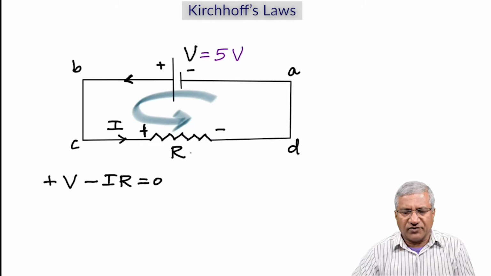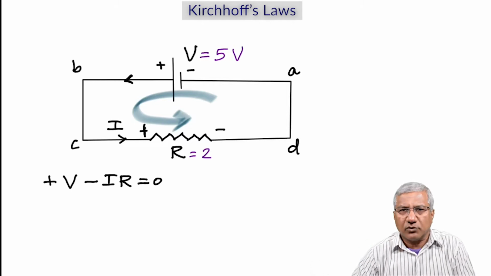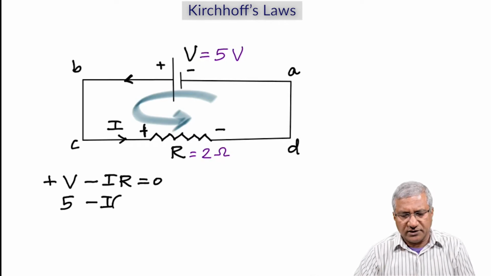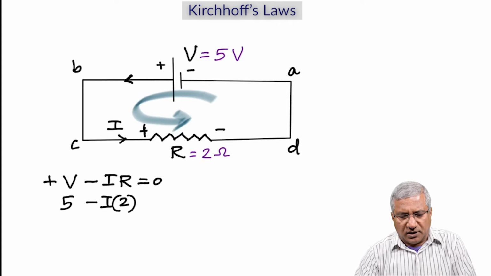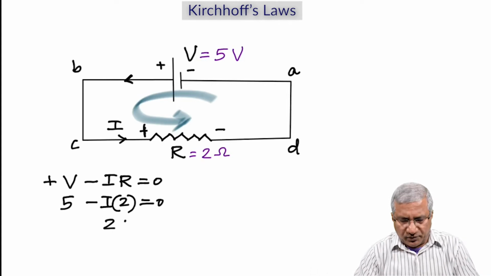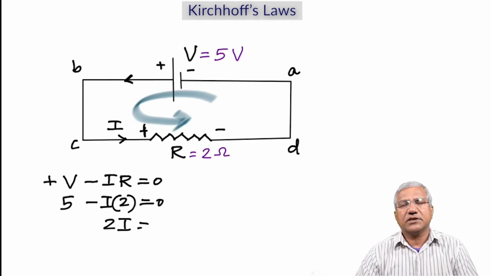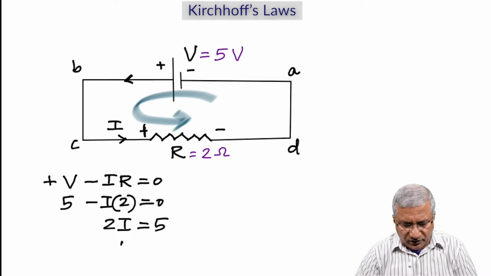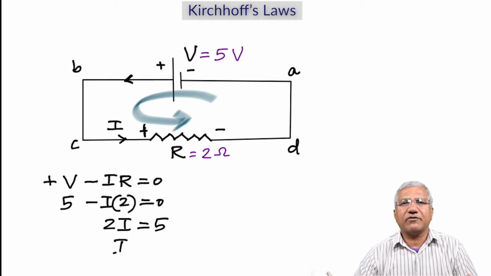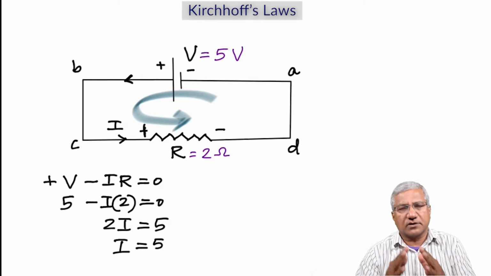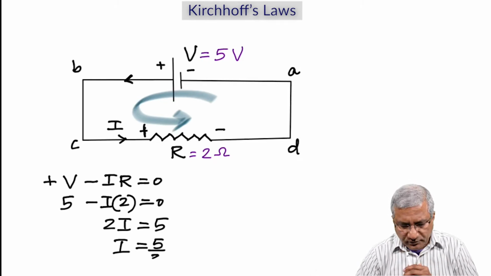So if we give some values, like the voltage is 5 volts and the resistance is 2 ohms, then we can easily substitute the numbers. 5 minus I times R, which is 2, is equal to 0. And then we can solve for the current. So you're going to get 2I is equal to 5, and that means I is equal to 2.5 amperes. So that's a simple illustration of Kirchhoff's loop rule.